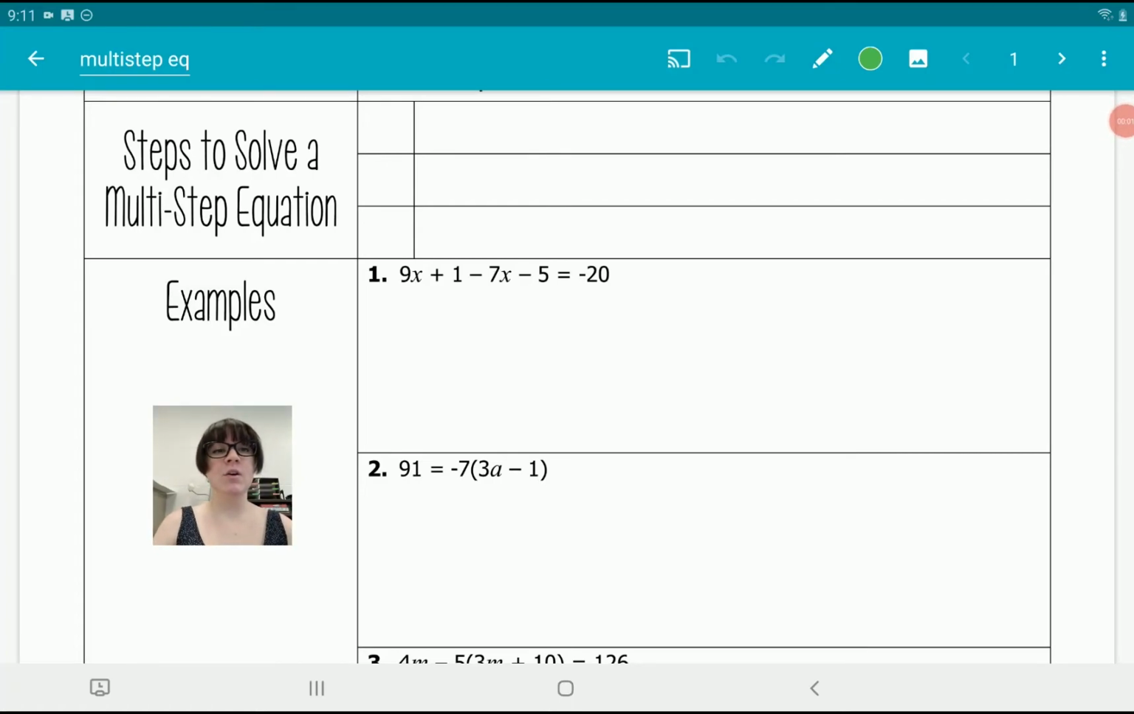Hey guys, welcome to the video on how to solve multi-step equations. So you've already worked a lot on how to solve just one and two step equations. These ones are going to be a little different, but really the same. So I'm going to give you 3 steps to follow in order to make sure that you can make it through all of these. So first step, distribute anything that's necessary.